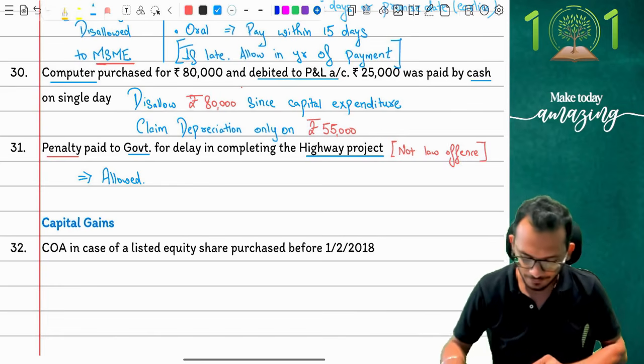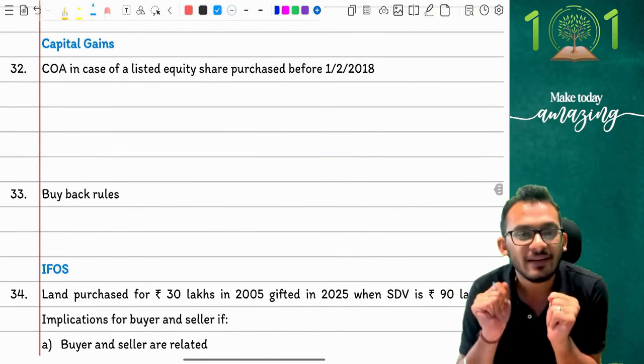Clear to go? Perfect. With this, people, PGBP is out of the way. We are now moving on to capital gains.